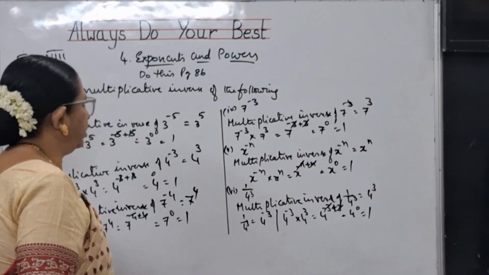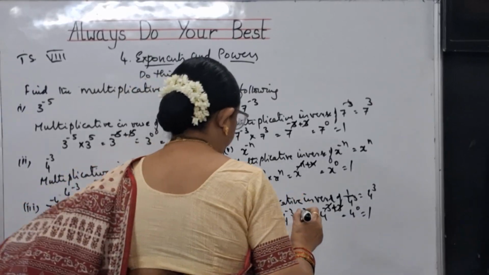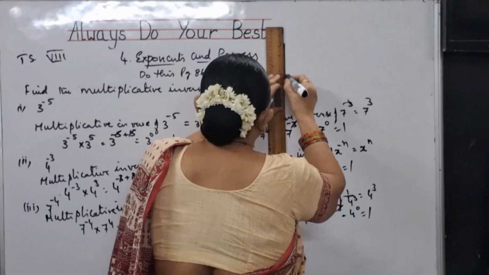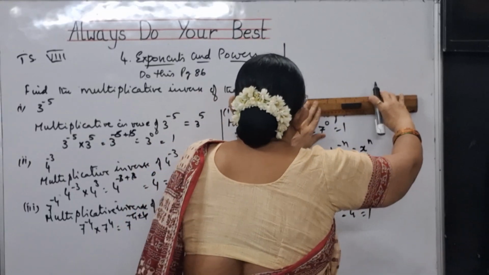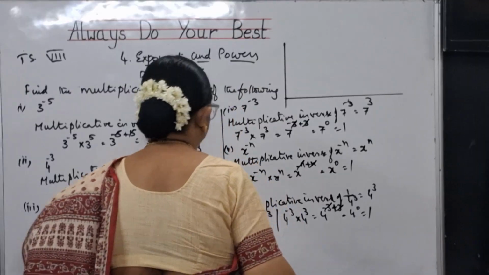So, one more bit is there, children. So, let me do it here so that everything will be completed. I am dividing the board so that here I can complete the seventh bit.